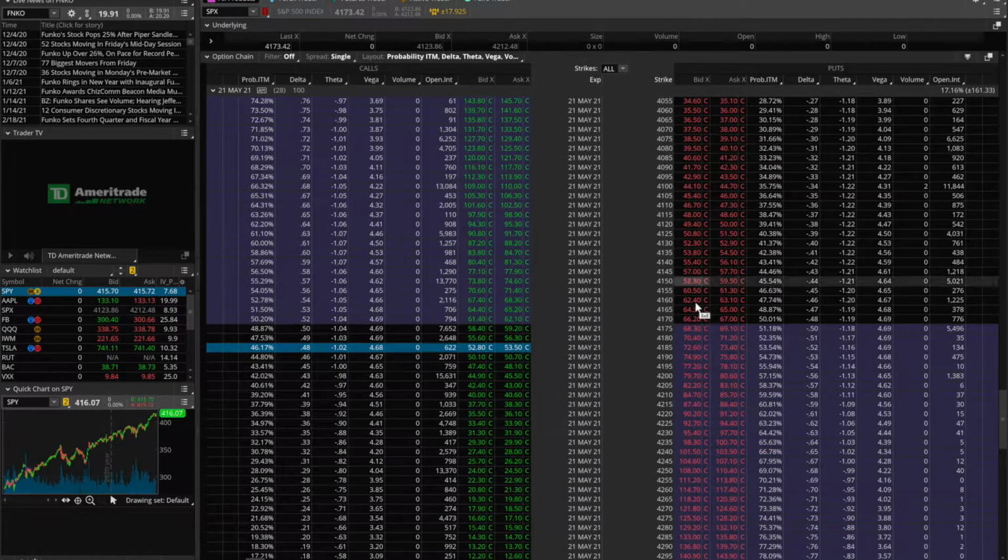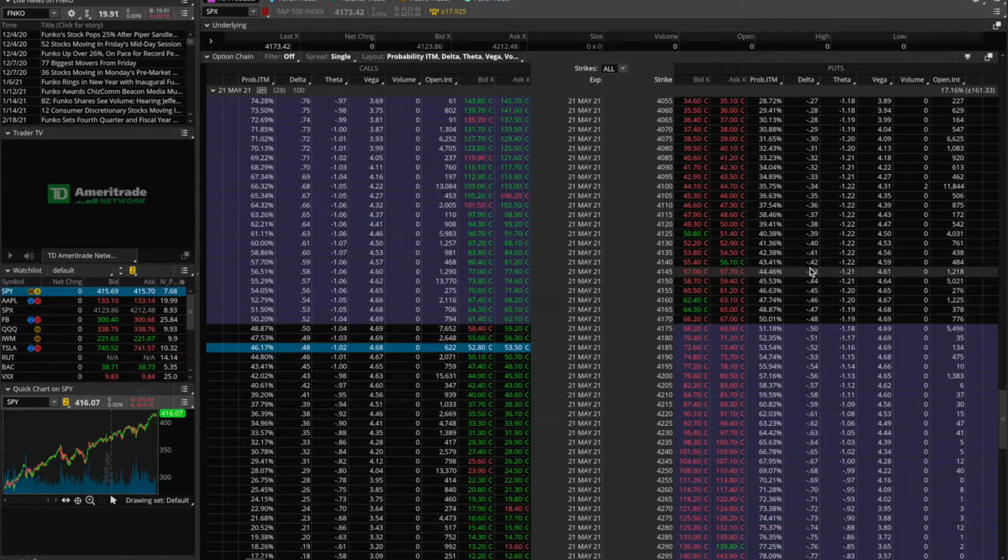Now you can trade these options just like you would trade options on any individual stock or any individual ETF. If I was bearish on the S&P 500, I could just buy a put option or sell a call option. Or instead, if I was bullish, I could buy a call option or sell a put option. I can do credit spreads, I can do iron condors, strangles, whatever I want.